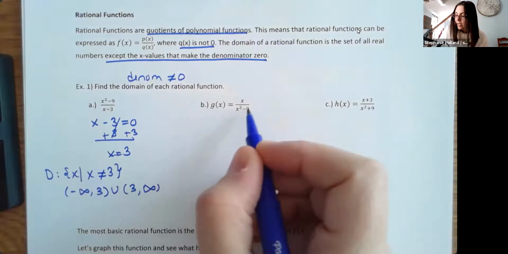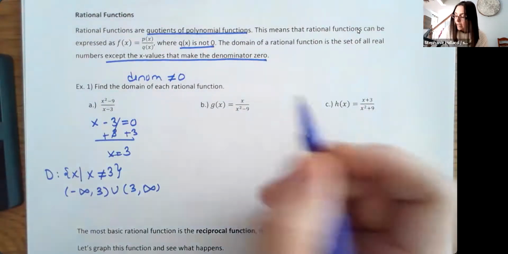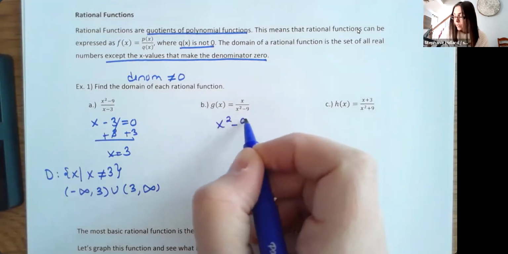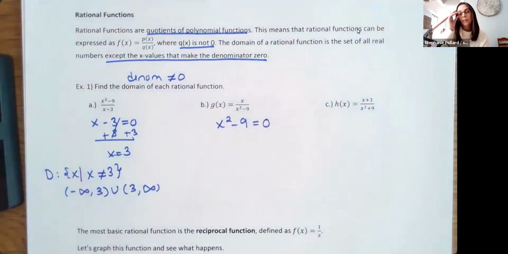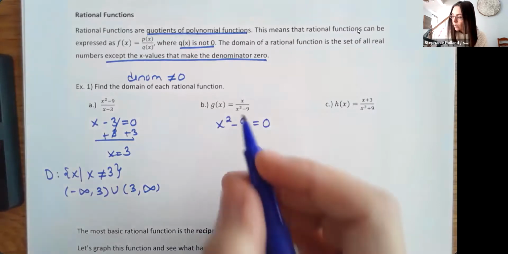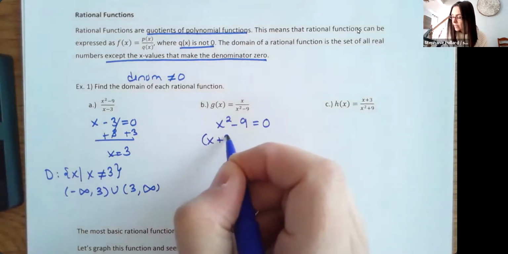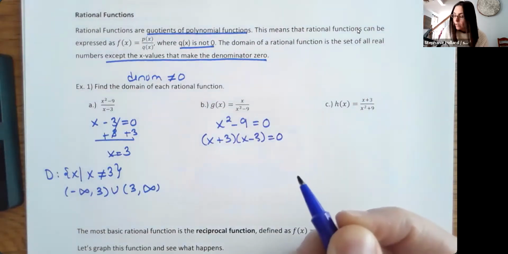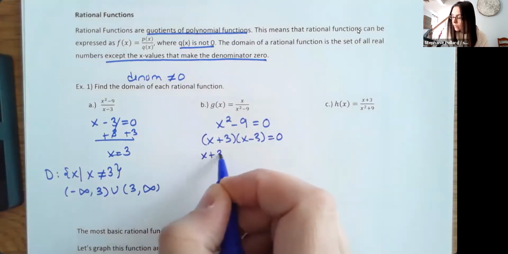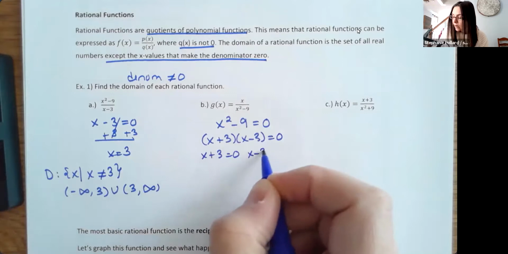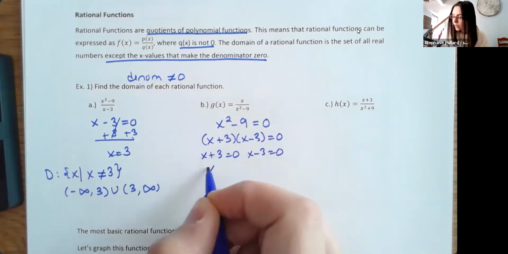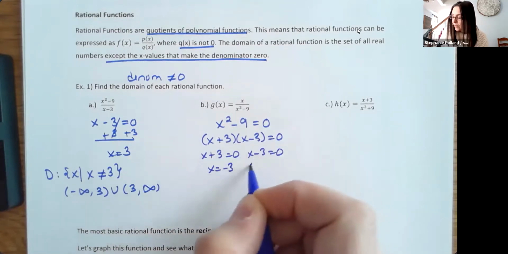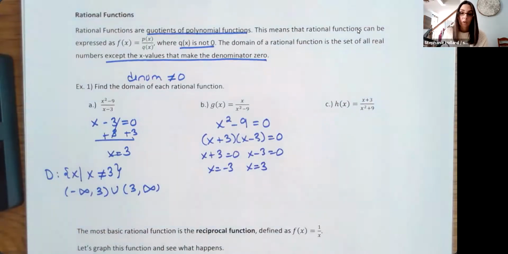For the next one, we're looking at x squared minus 9. Again, I need to make sure that x squared minus 9 is not equal to 0. So I'm going to find the bad values here. You can solve a couple different ways. One way is to remember that this does factor as x plus 3, x minus 3. Then you would have each of those factors set equal to 0. Here you would subtract 3. Here you would add 3. And you get those two values that you should exclude.